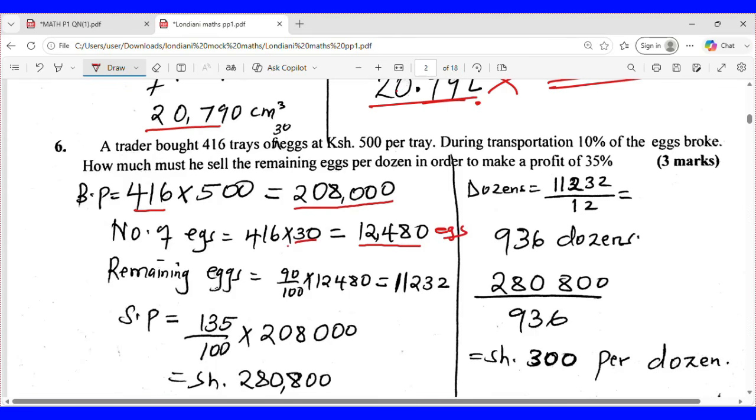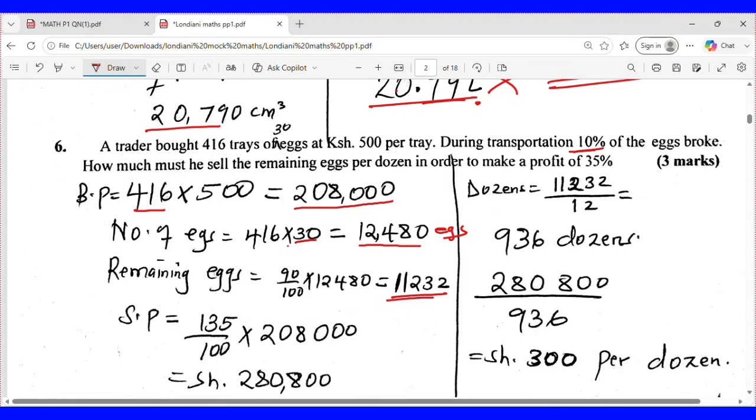How many eggs are remaining? 10% has been broken, so we don't care about that. What we know is that 90 are not broken. So the remaining eggs are 90 out of 100, that's 100 minus 10%. So these are the remaining unbroken eggs.